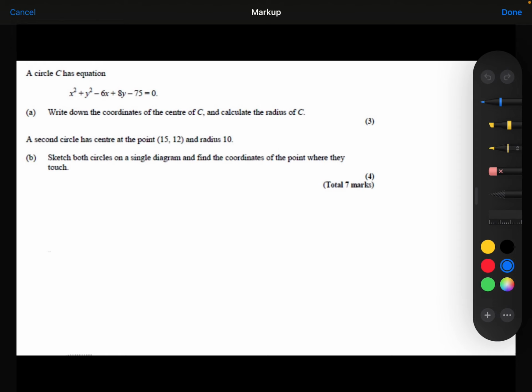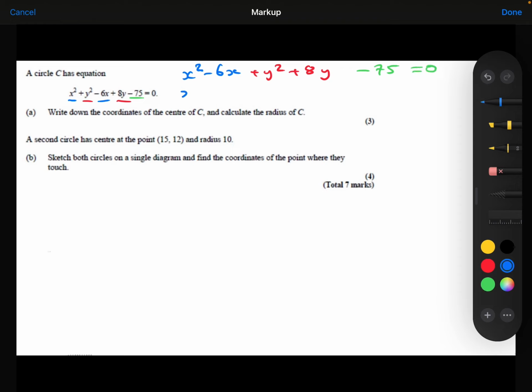So I'm going to rewrite this equation by completing the square. So first thing I'm going to do is group up the x terms. Then I'm going to group up the y terms. And we'll have to keep the minus 75 separate for now.